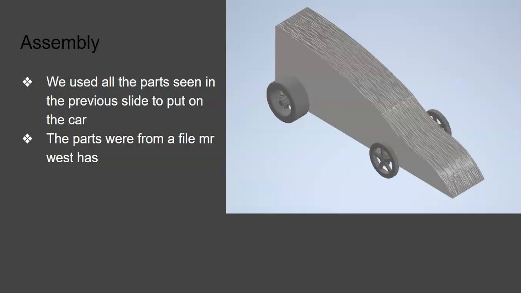We had to figure out what the axle rods' lengths would be to equally reach out on both sides, and then the straw, which we will see in the next slide, is in between the body to help the axle run smoothly.